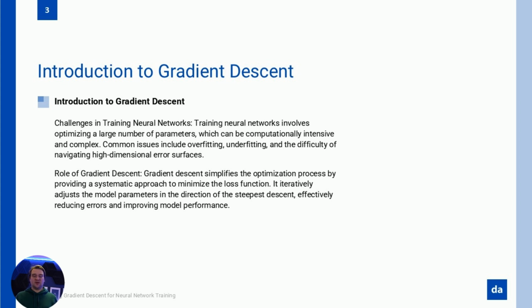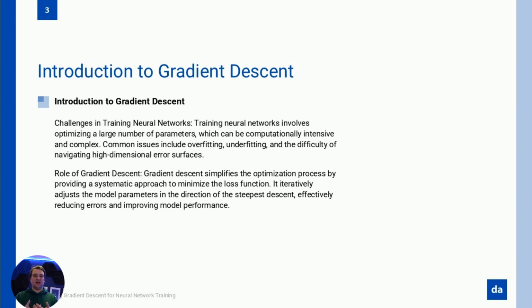Training a neural network means optimizing a massive number of parameters. Picture this, you're adjusting thousands, even millions of tiny knobs to find the perfect configuration that minimizes errors. But it's not as easy as it sounds. High-dimensional error landscapes, overfitting, underfitting, and complex loss surfaces can turn this task into an uphill battle. Enter gradient descent, your systematic problem solver.